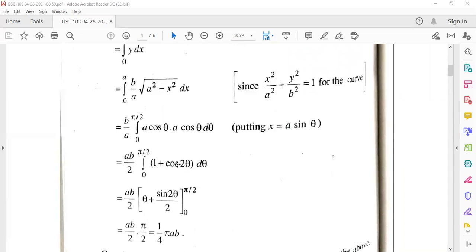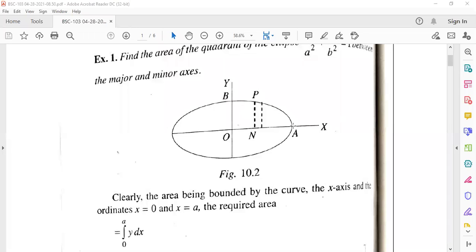Now the integration of 1 with respect to theta, d theta, is equal to theta. Integration of cos 2 theta is sin 2 theta by 2, and the limit is given 0 to pi by 2. Now when we put theta equal to pi by 2, it is pi by 2 and sin pi means 0, so only pi by 2 remains here. When we put theta 0, both parts give 0. So here it will be only pi by 2. So here it is ab by 2 into pi by 2. So it comes to 1 by 4 pi ab. So this is the area of this part.